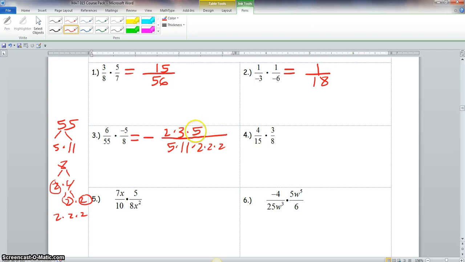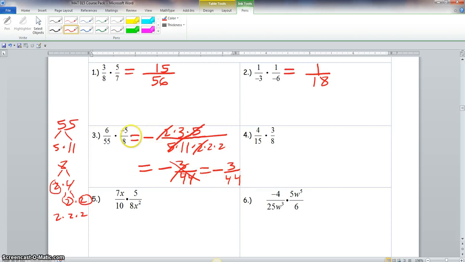Now all we have to do is simplify. They have one set of 5's in common and also one set of 2's in common. So our answer here would be negative 3 in our numerator, and our denominator would be 44. So it would be negative 3 over 44. Now, let me rewrite this because I don't like that slash going through that 4. So it's negative 3 over 44. Okay, so that looks a lot better.